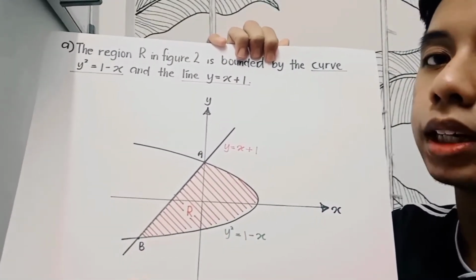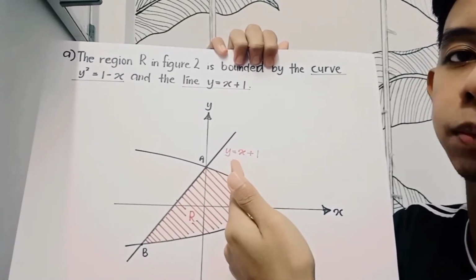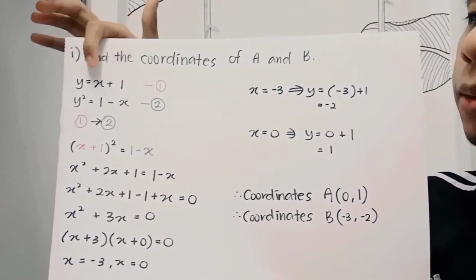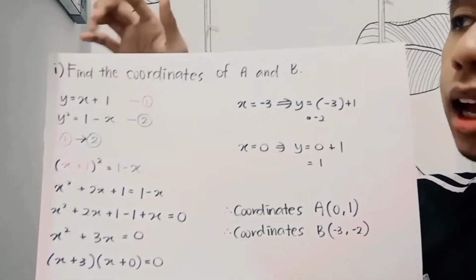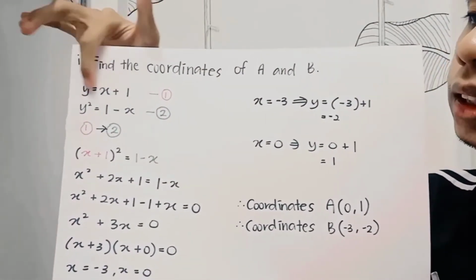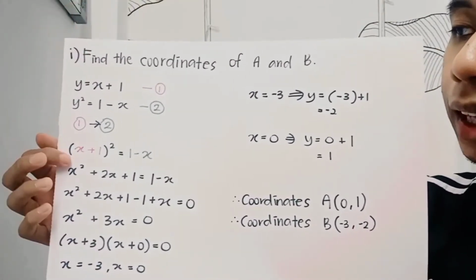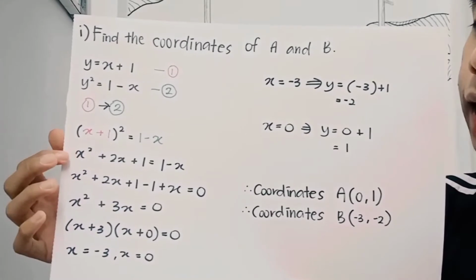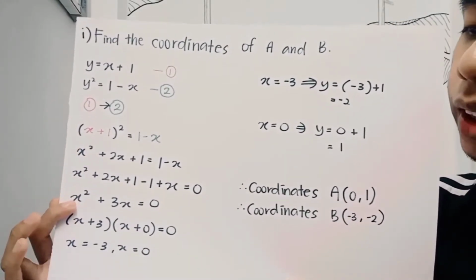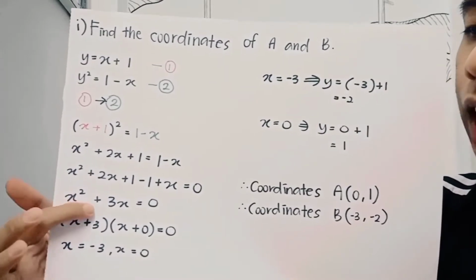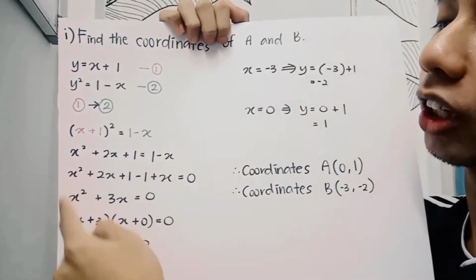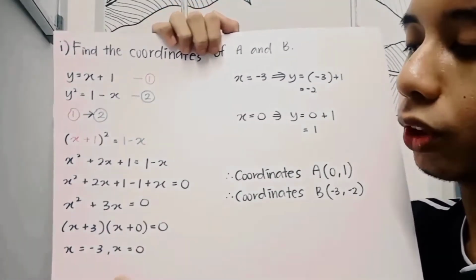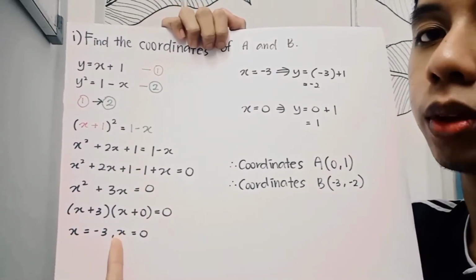We already know that we have 2 equations. First one is y equals x plus 1 and the second one is y squared equals 1 minus x. You can number them as 1 and 2. After that, you can substitute the first equation into the second equation. It will become (x plus 1) in brackets squared equals 1 minus x. Settle the left side first. In the end, you will get the quadratic equation x squared plus 3x equals 0. Because this is a quadratic equation, we can do factorization here. With the factorization, we will get the values of x. So we will get x1 equals negative 3 and x2 equals 0.